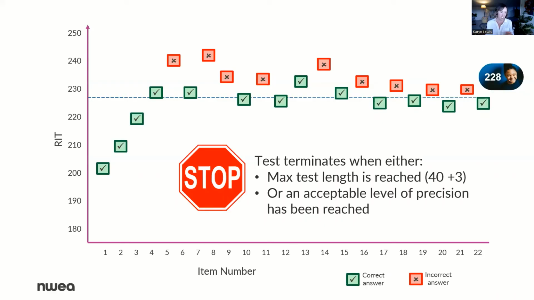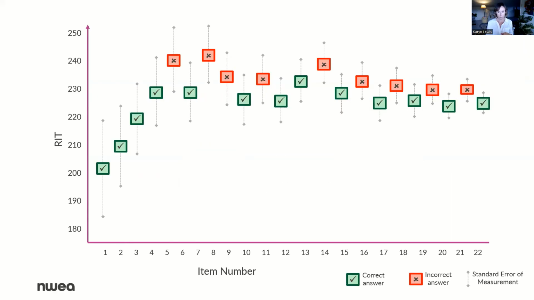Now the test stops. In this example, we just have a 22 item test, but in reality, the test stops when either the maximum length is reached, which is 40 items, plus those potentially up to 3 field test items. Tests may end earlier than that when an acceptable level of precision is reached. So what do we mean when I say precision level?